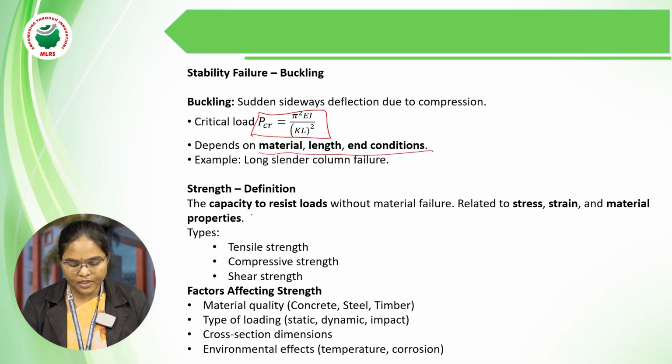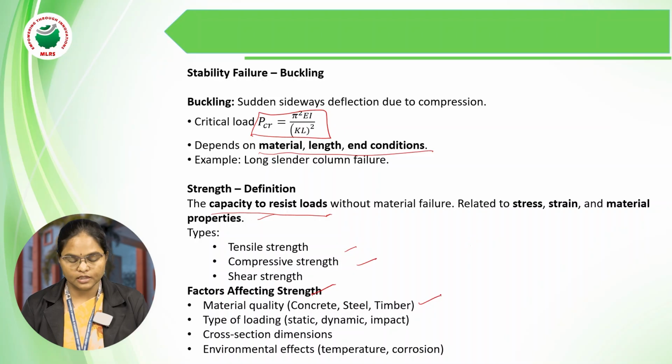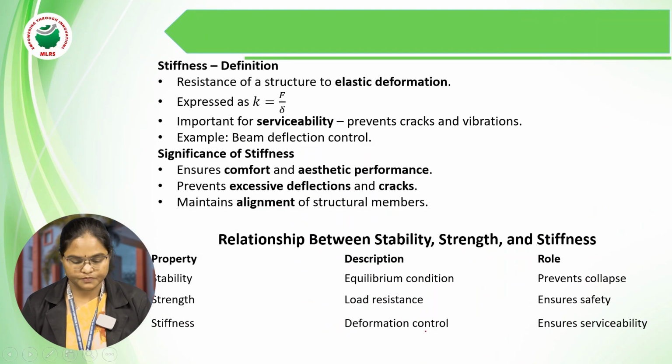Strength: the capacity to resist loads without material failure, related to stress, strain and material properties. Types: tensile strength, compressive strength and shear strength. Factors affecting strength: material quality, concrete, steel and timber. Type of loading: static, dynamic and impact. Cross section dimensions and environmental effects such as corrosion and temperature.